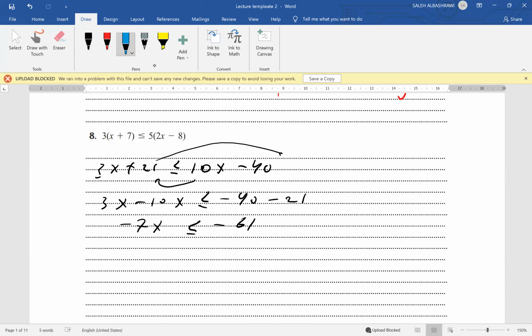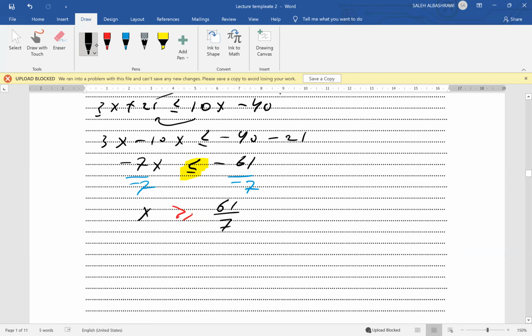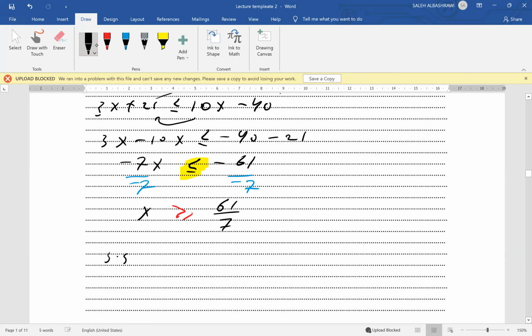Divide by minus 7. So I will have x, but I have to be careful. Since we divide by a negative, this sign will be greater than or equal to. We have to change or reverse the sign of the inequality. Then minus with minus will give me positive, so it is 61/7. So x is greater than or equal to 61/7. So we can say the solution set using the set builder notation is x, where x is greater than or equal to 61/7.